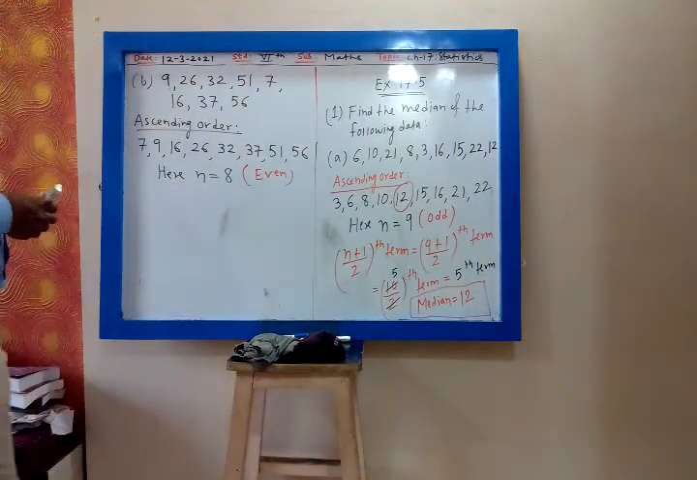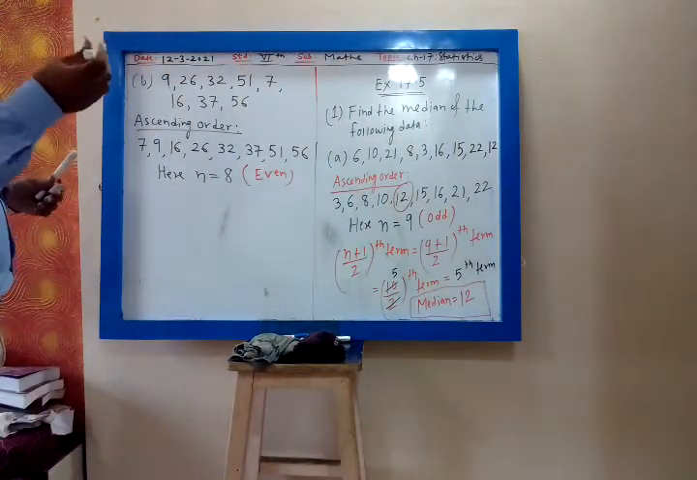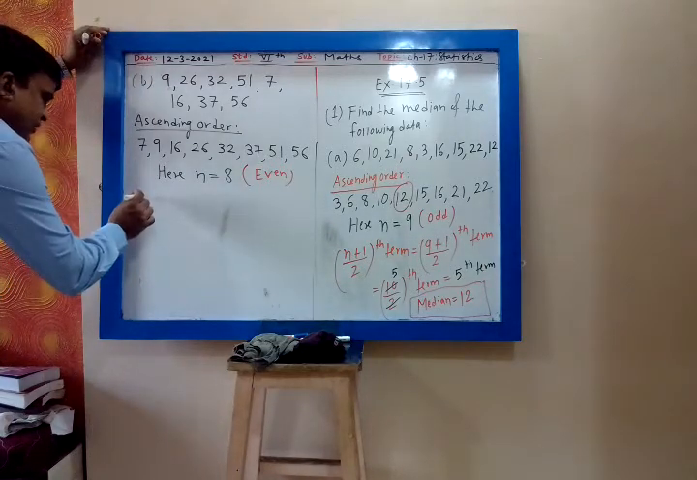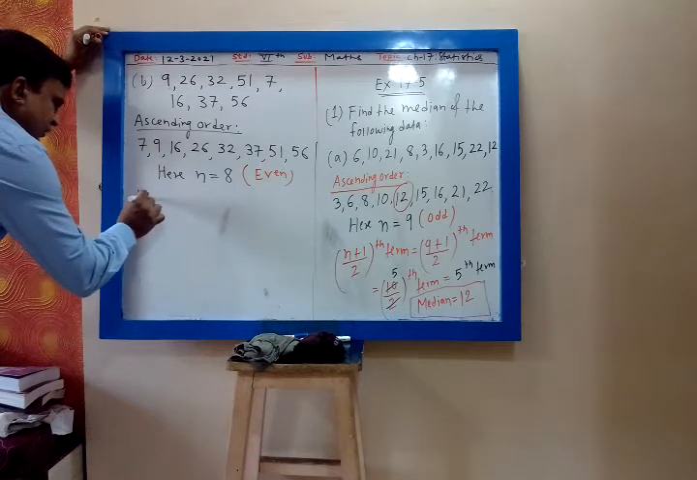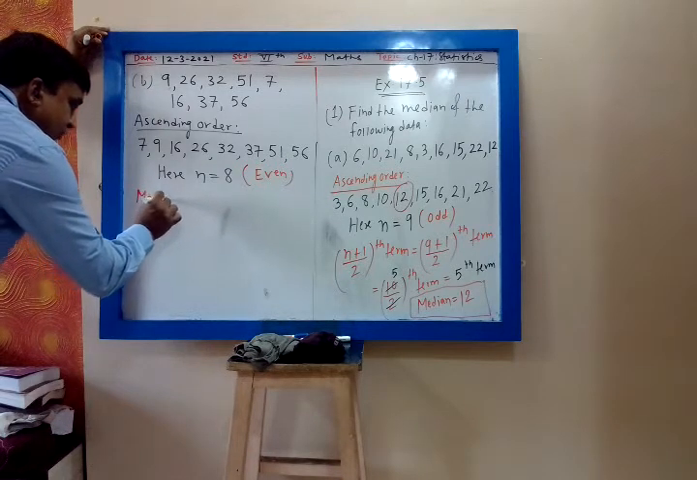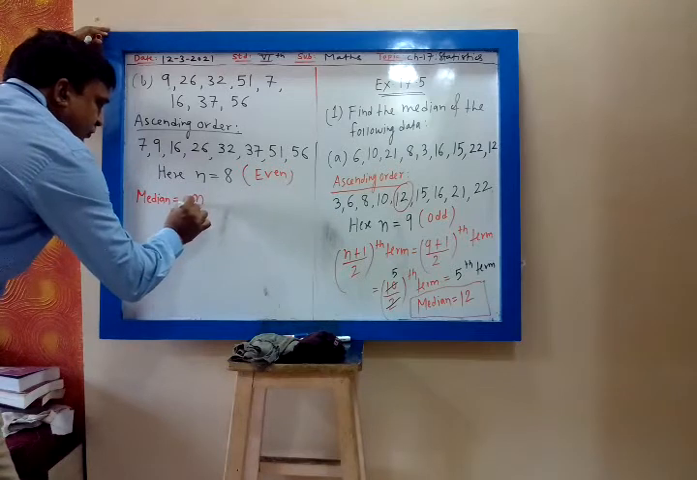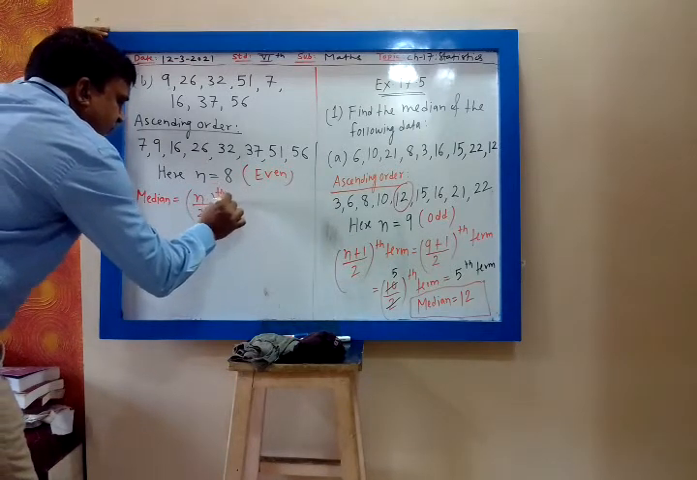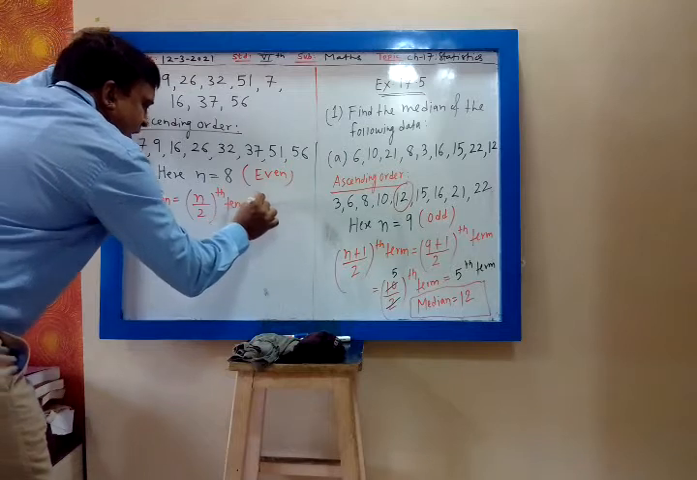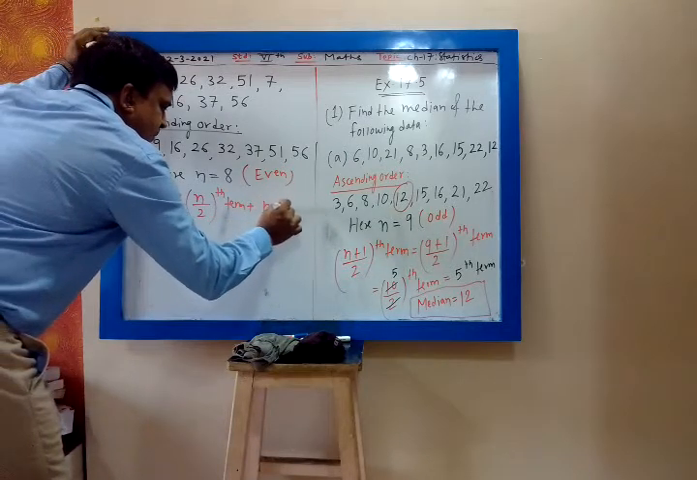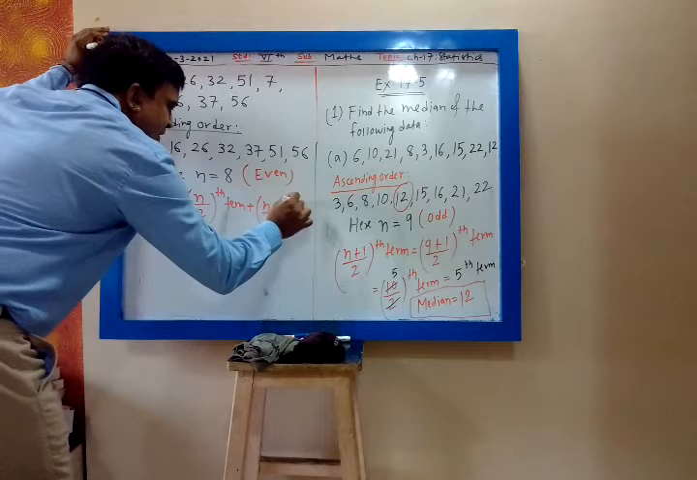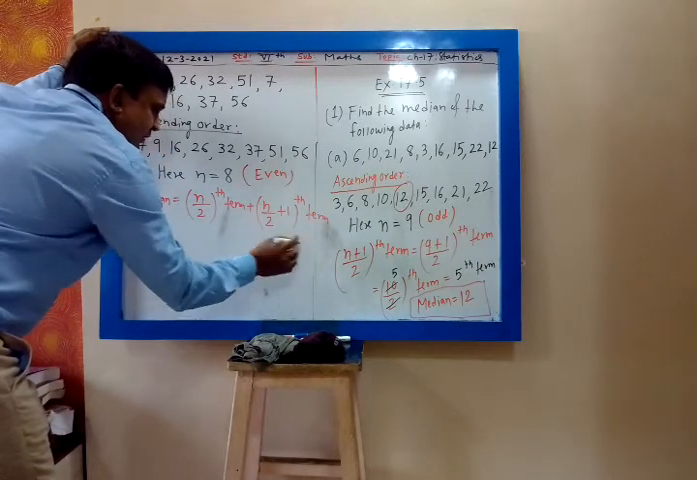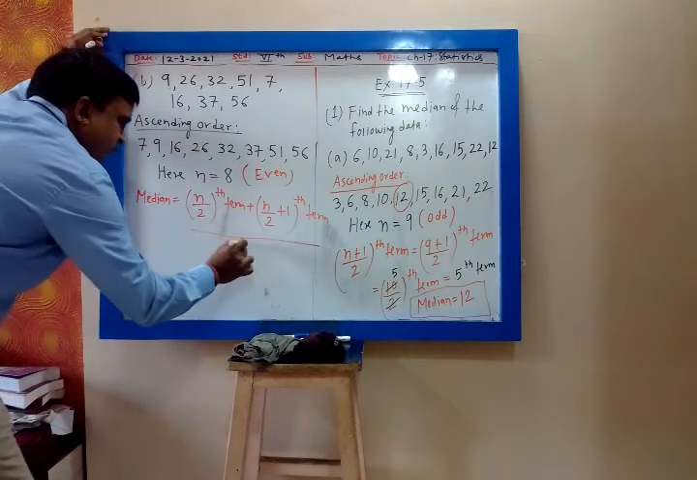Now let us see, n is 8. 8 is an even number. Whenever it is an even number, what is the median? The median will be the n by 2th term plus the (n by 2 plus 1)th term, whole divided by 2. This is the formula.